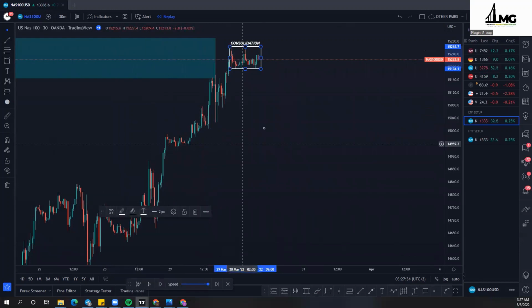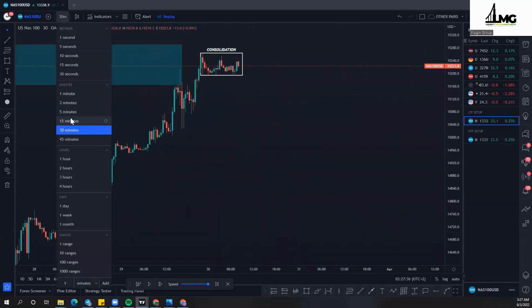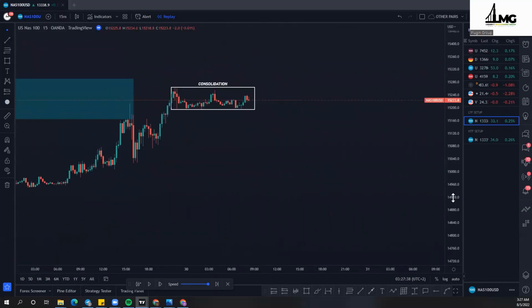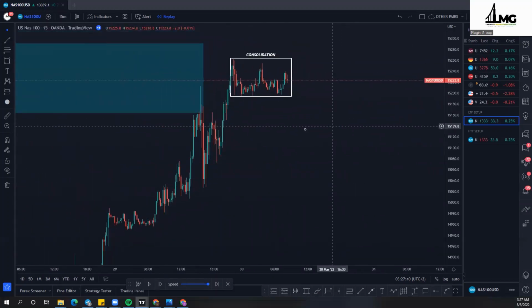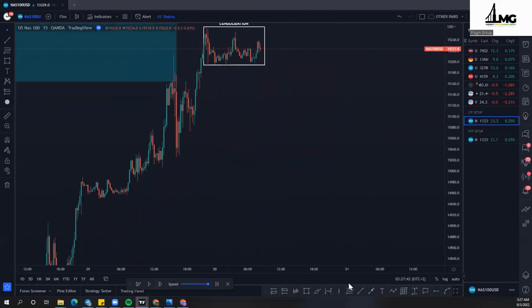Okay, so we have some form of consolidation. Try to zoom in into the 15 minutes, right? Get some form of consolidation. So clearly we see that price has been pushing to the upside, right?